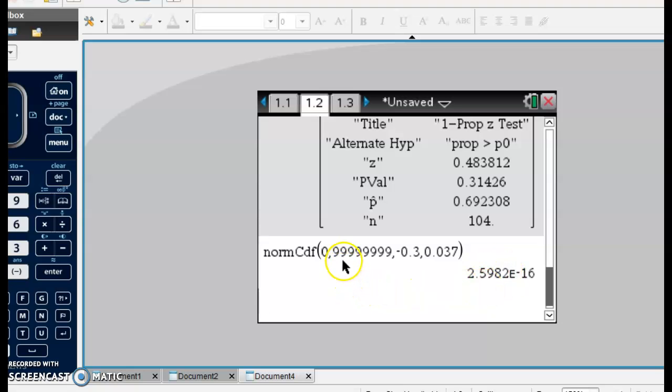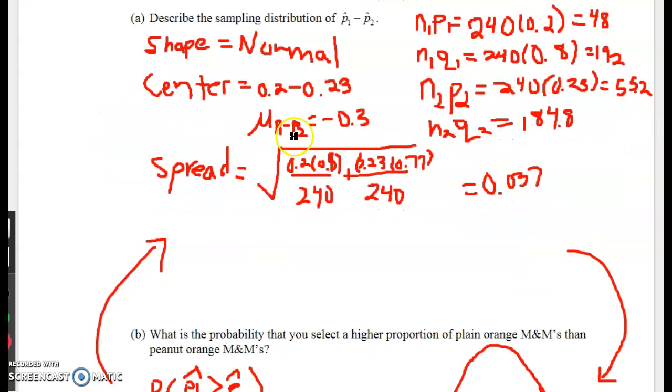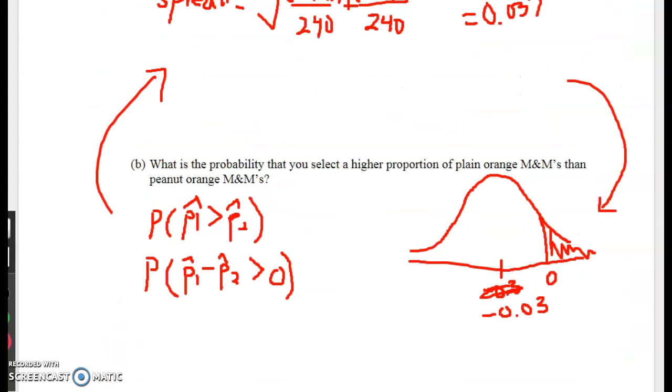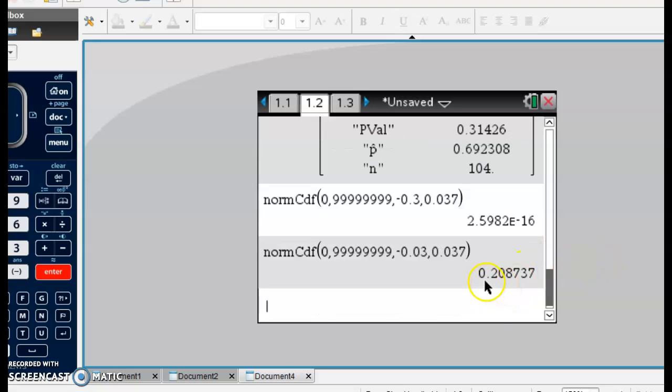Let me see if I typed something in wrong. All right, so my mistake was, this is 0.03. I had it wrong up here too. Let me go back to my calculations. And that looks better. So 0.208, or sorry, 0.209.